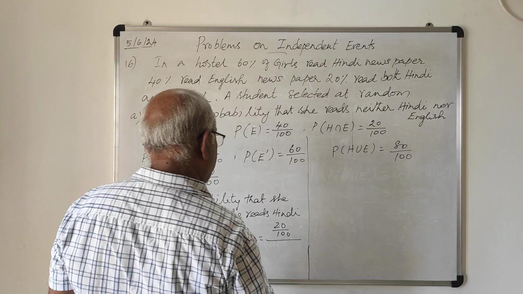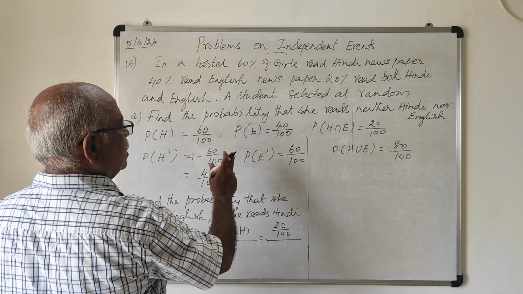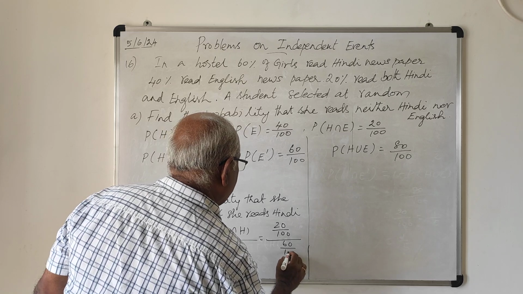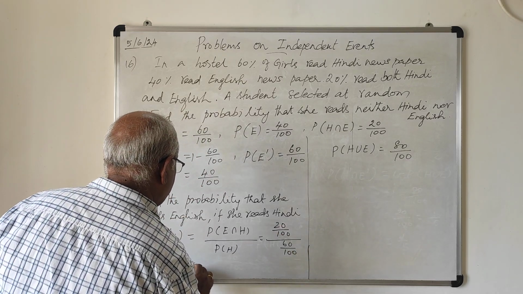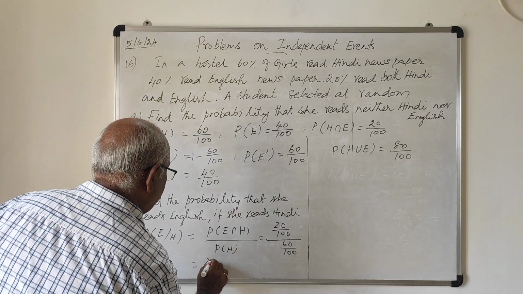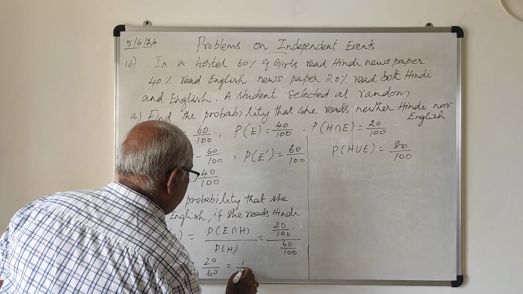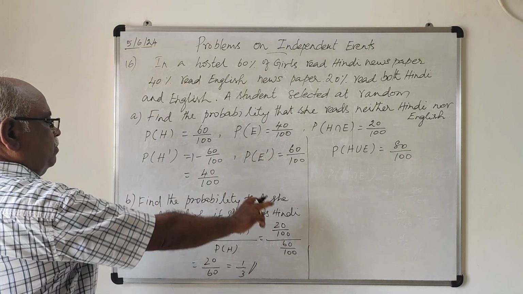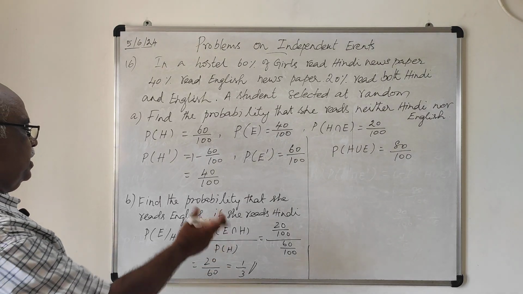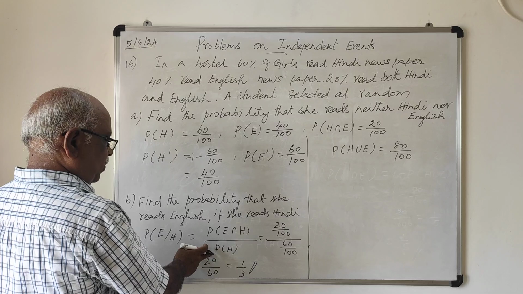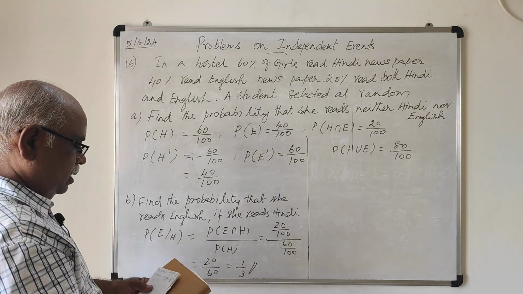Divided by P of H, 60 by 100. That is equal to 20 by 60, which is equal to 1 by 3. So the probability that she reads English if she reads Hindi, P of E by H, equals P of E intersection H by P of H, is 1 by 3.